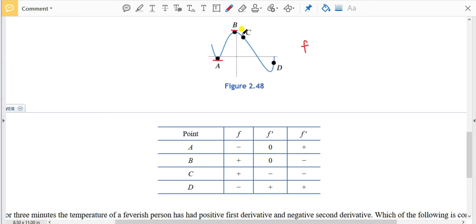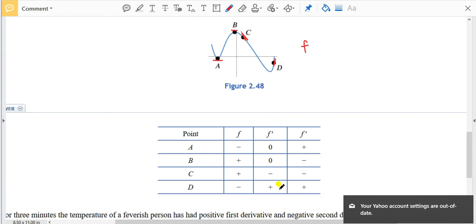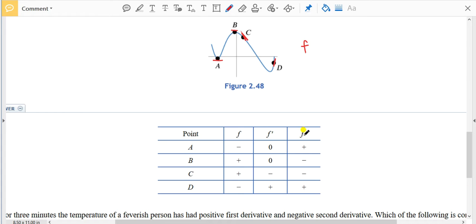However, at c, if you draw the tangent line to estimate the slope, you can see it's going down, or negative, decreasing, and d is going up here, or plus. Now for the f double prime, remember we have the rule for that.